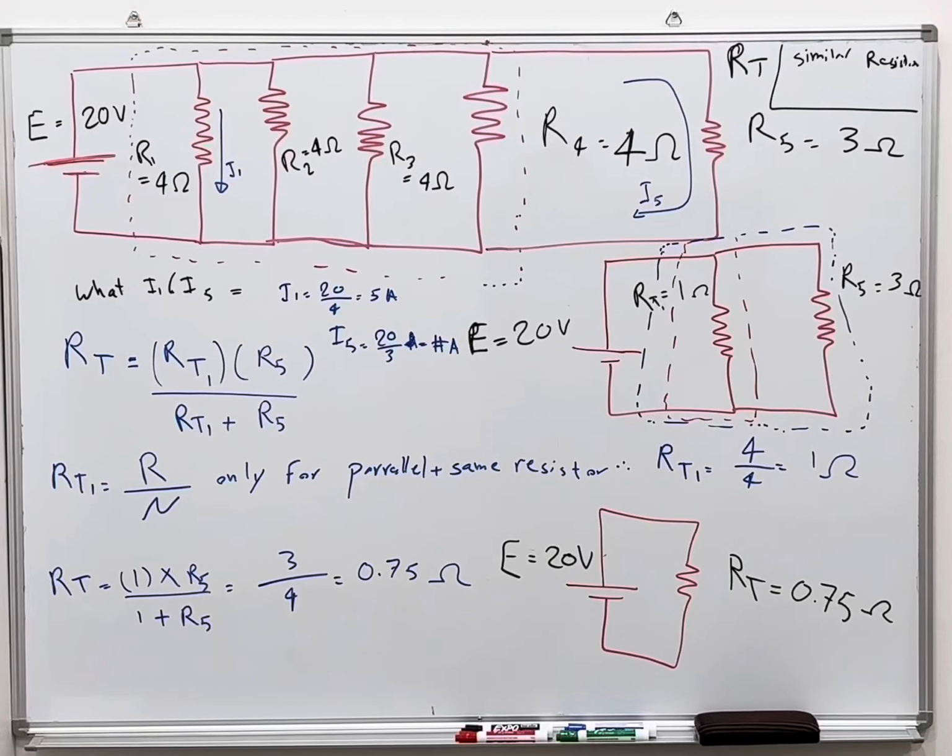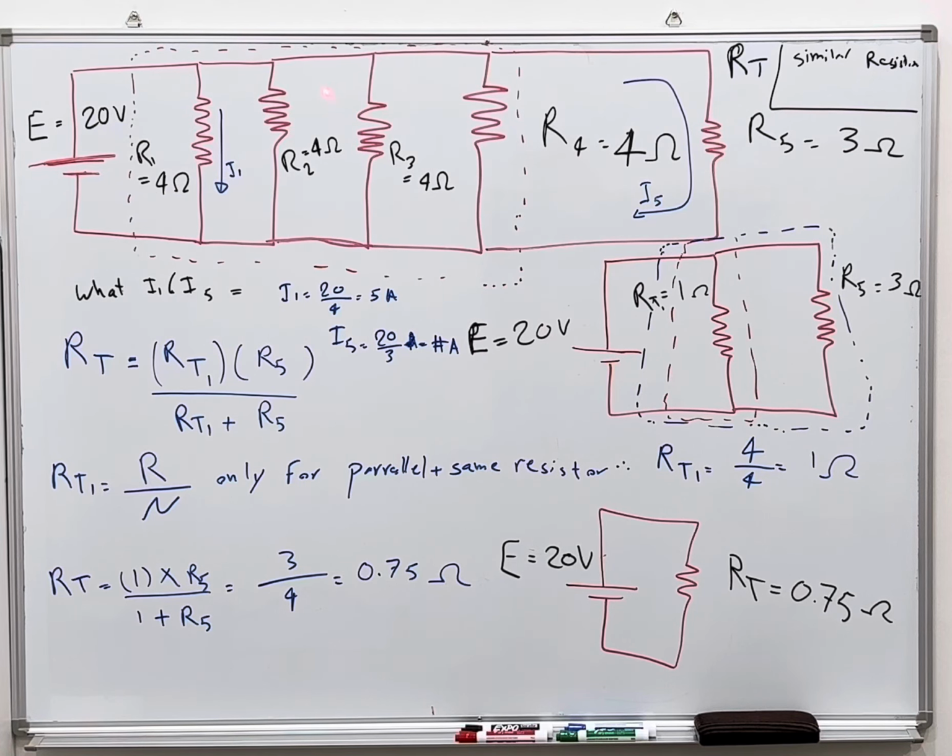Hi, in this video we'll cover something called similar resistance, and also we'll add another resistance, R5, which is different. So in this diagram, it contains two groups of resistance. We have R1 equal 4, R2 equal 4, R3 equal 4, R4 equal 4, but R5 equal 3.